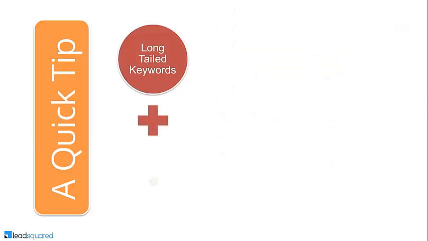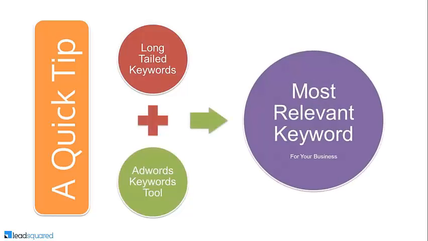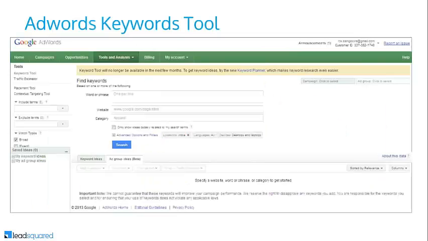Okay. You can use the Google AdWords keyword tool to search for relevant keywords for your business and make a list of the most relevant keywords that are related to your business and can target the exact bunch of interested leads. Okay, so this is what the AdWords keyword tool looks like.